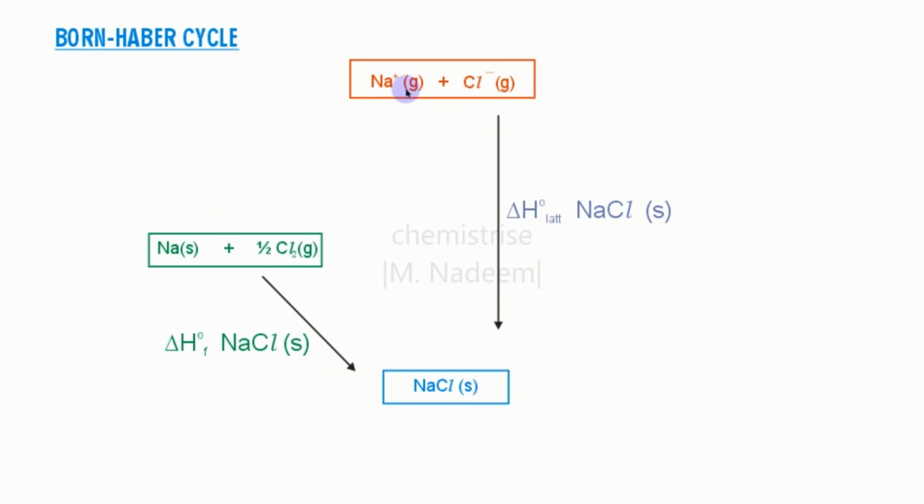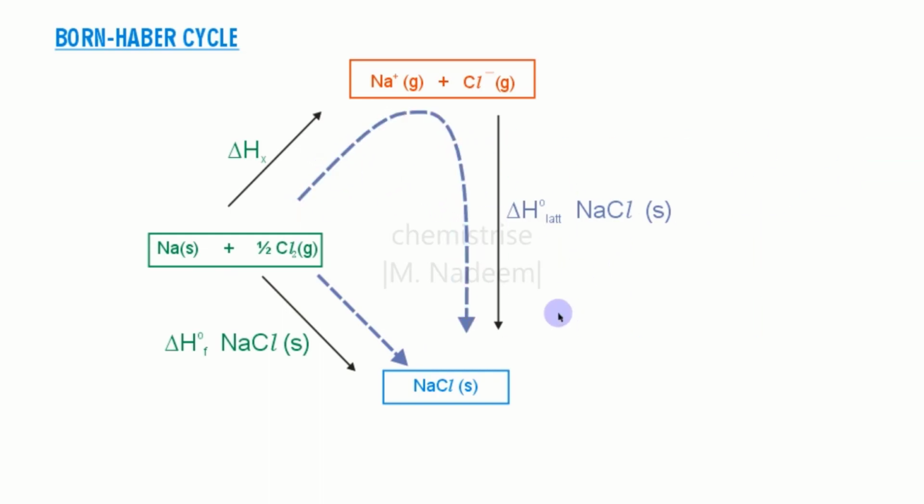Now there is another one, that is the conversion of sodium solid to sodium positive gaseous ions and chlorine gas into chloride negative ions. It involves many enthalpies, and let's say we call it right now delta Hx. So we have this energy cycle that represents Born-Haber cycle, in which we have two routes. One is the direct route. Enthalpy of formation is the direct route, while the other pathway is the indirect route.